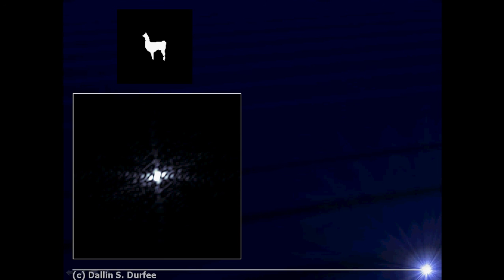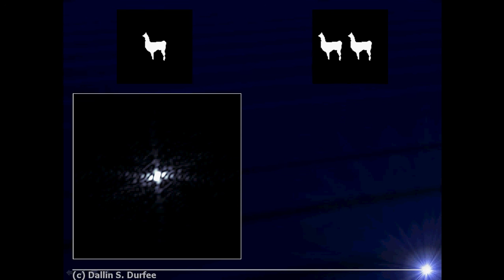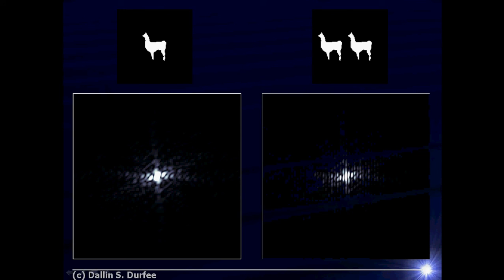Well, it turns out the diffraction pattern, the far-field diffraction pattern of an aperture is just the two-dimensional Fourier transform of the aperture. So I just did a Fourier transform and that's what I got. The double llama aperture, here's the double llama diffraction pattern right there. Once again, I just did the Fourier transform of my double llama aperture. All right? So Fourier transforms tell you the far-field diffraction pattern for an aperture.